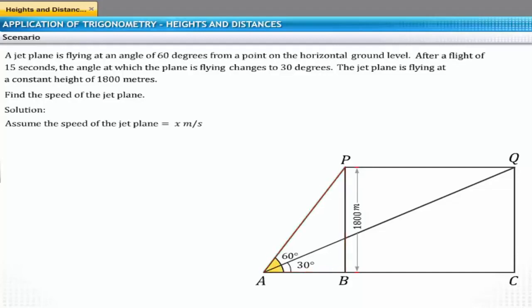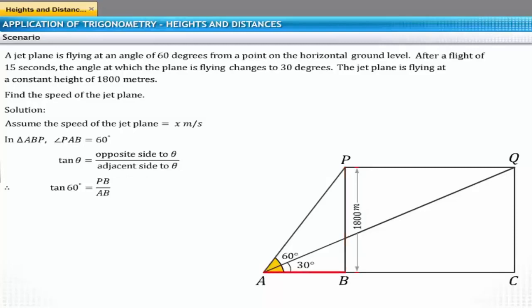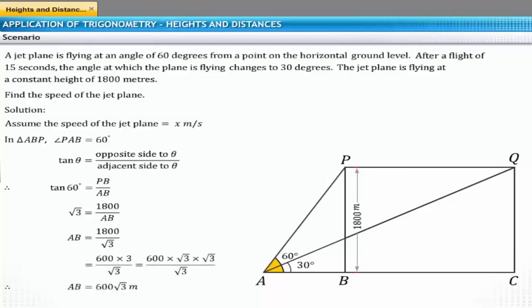In triangle ABP, angle PAB is equal to 60 degrees. Applying trigonometry, we know that tan theta is equal to the opposite side to theta divided by the adjacent side to theta. Therefore, in triangle ABP, tan 60 degrees is equal to PB divided by AB. Recall that tan 60 degrees is equal to the square root of 3 and given PB is equal to 1,800. Substituting these values and simplifying, we get AB is equal to 600 root 3 meters.